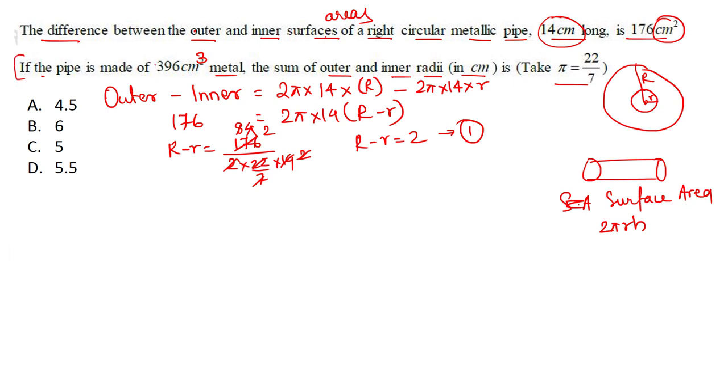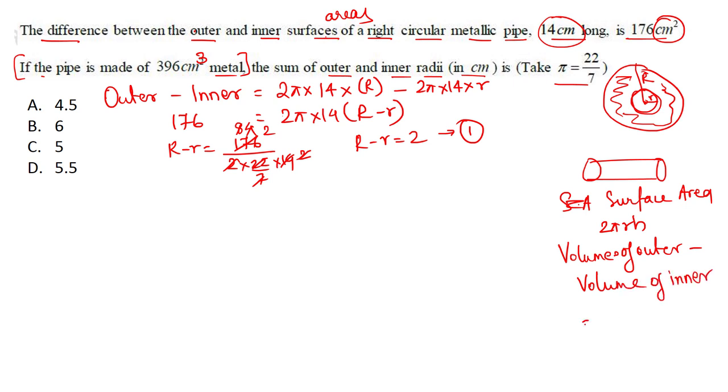Next thing they have given: the pipe is made of 396 centimeter cube of metal. It means that this part which is there, the hollow part inside, the smaller circle, is empty, but this part is comprising of metal. So, what it means is volume of the outer section, outer radius section, minus volume of the inner hollow part is going to be the total metal in the pipe. Now volume of a cylinder is given by the formula pi r square h.